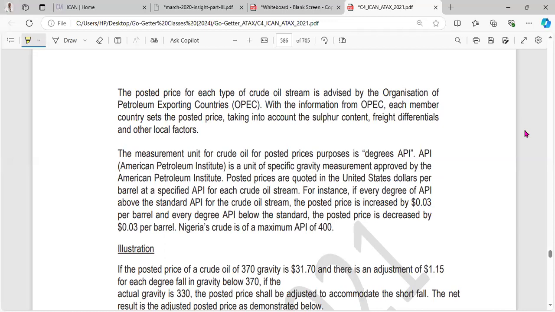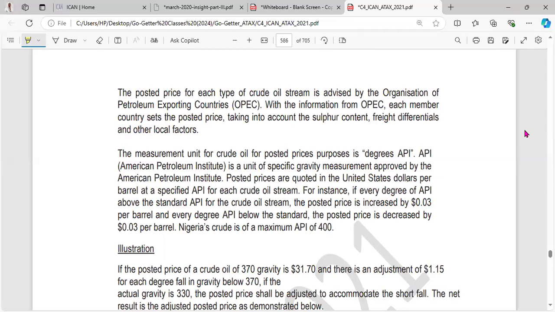Now, posted prices are usually quoted in dollars, because the dollar is what is being used internationally to do exports. So in our questions, you'll be seeing posted prices in dollars so that it can be used to compare. You cannot quote posted price in naira. So normally when you hear the prices of oil, you see how many dollars per barrel.